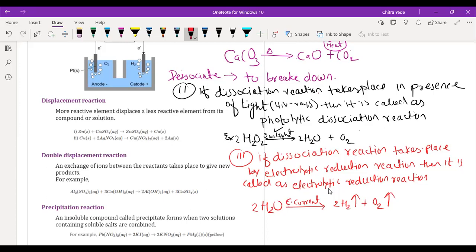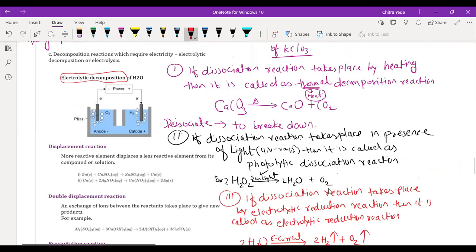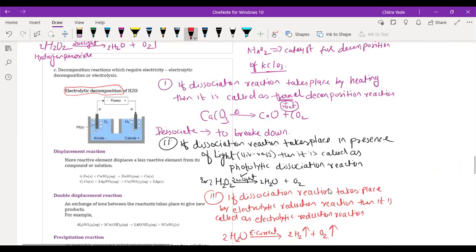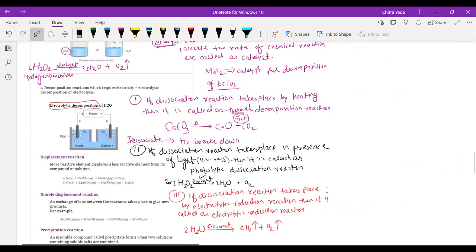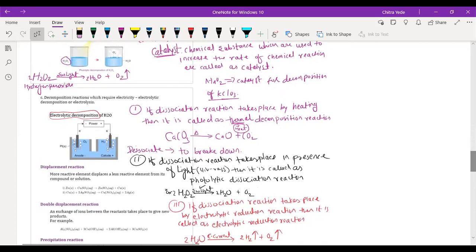So in decomposition reaction we understood 3 different types of dissociation reaction. Understood, everybody? Till here, any doubt? Is dissociation and decomposition the same? Yes, decomposition and dissociation is the same thing. Okay. Now take a screenshot.